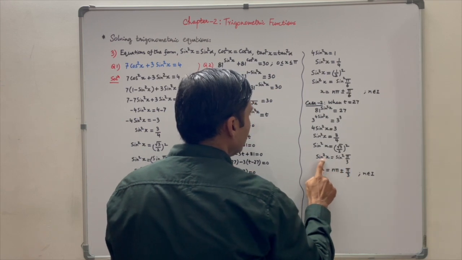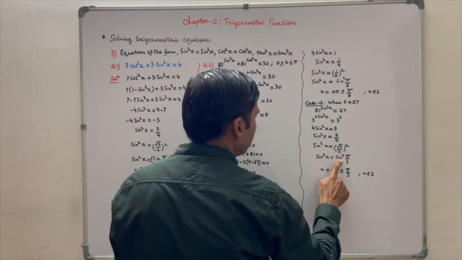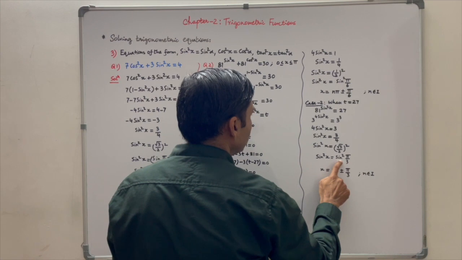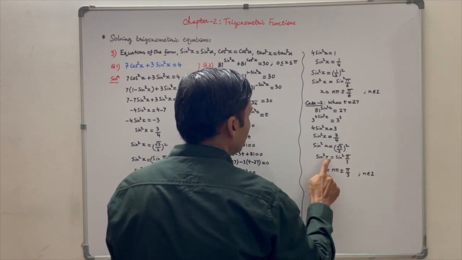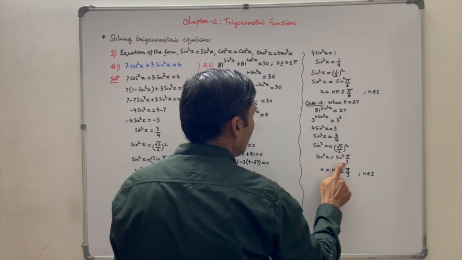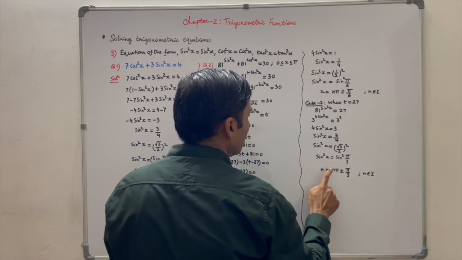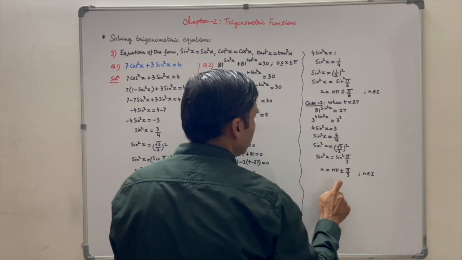Now it is in the form sin² θ = sin² α, and the general solution is θ = nπ ± α. Here θ = x and α = π/3. So x = nπ ± π/3.